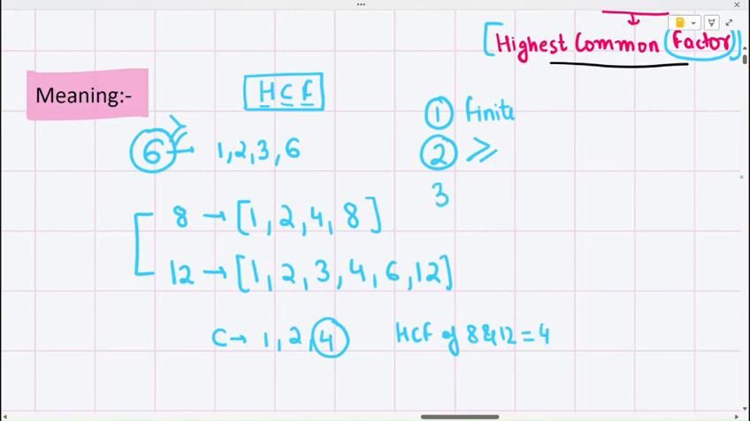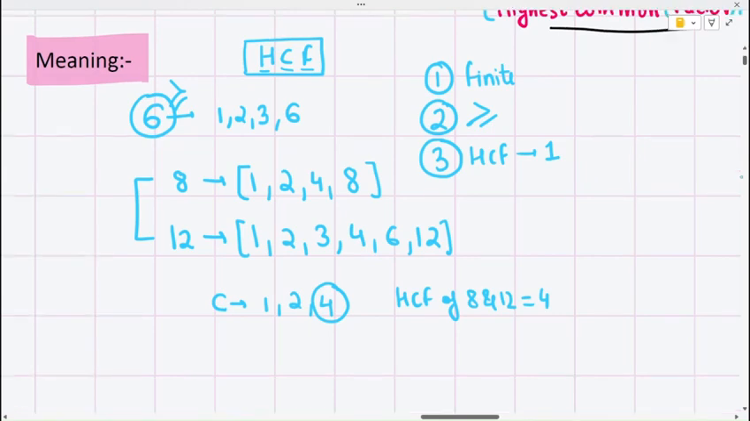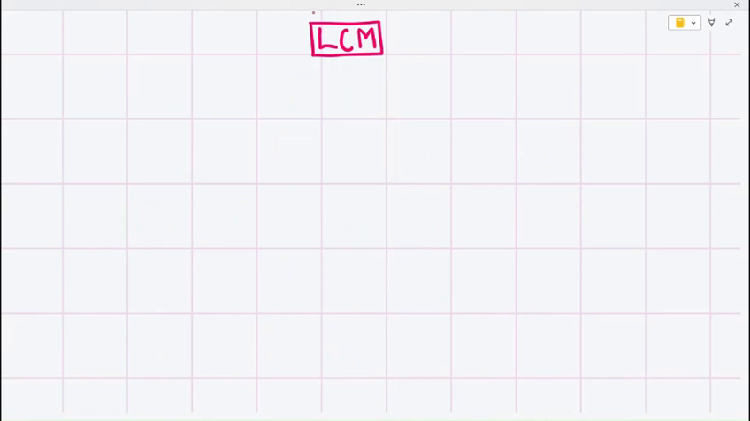Which leads us to the third point in this case. Now these two were just about the factors, but this third point is specifically for the HCF. The HCF for two or more numbers will always be 1 single value. And also HCF can also be called as greatest common divisor, which means GCD.